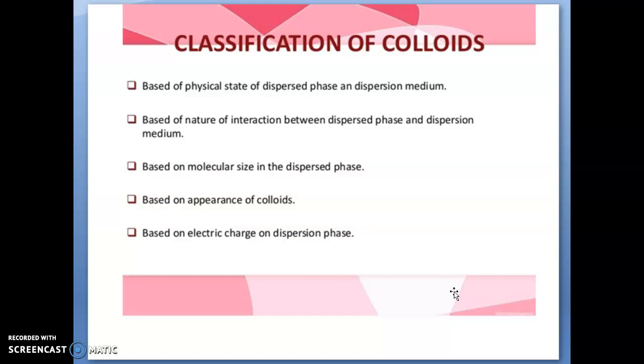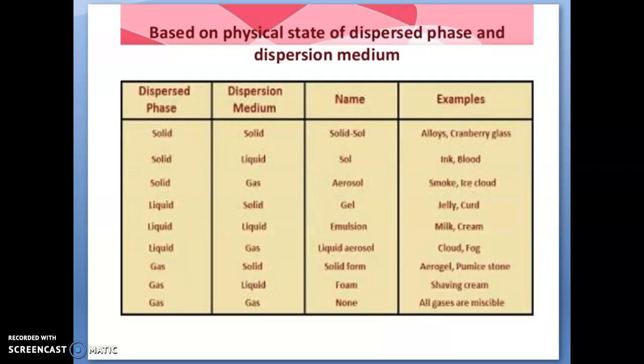The first classification is based on the state of aggregation of two phases, that is the physical state of dispersed phase and dispersion medium. Next is based on the nature of interaction between dispersed phase and dispersion medium. Next one is based on molecular size in the dispersed phase, based on appearance of colloids, and based on electric charge on the dispersed phase. So first we are going to look at the classification based on the physical state of dispersed phase and dispersion medium.